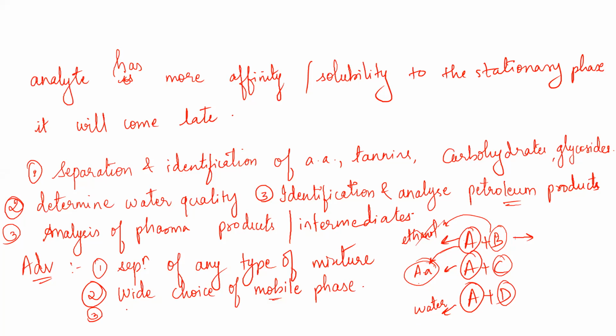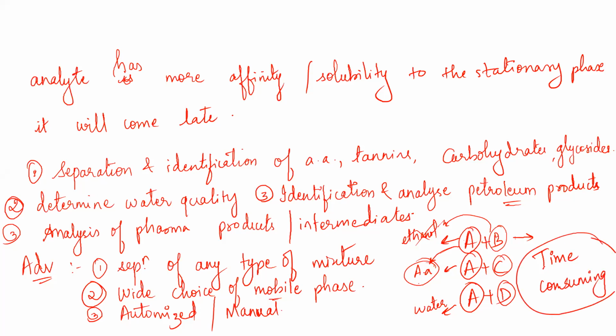Then you can also have automated partition chromatography. There is manual chromatography that you can always do in the laboratory. But then the disadvantages are that it is very time consuming. One has to be really very patient doing this. It will require more mobile phase. Automation techniques are more expensive.